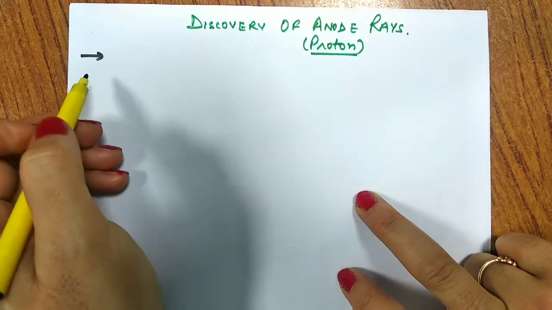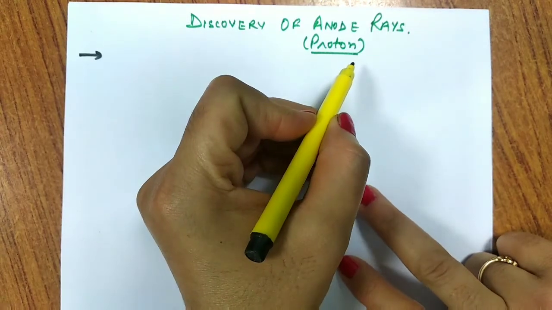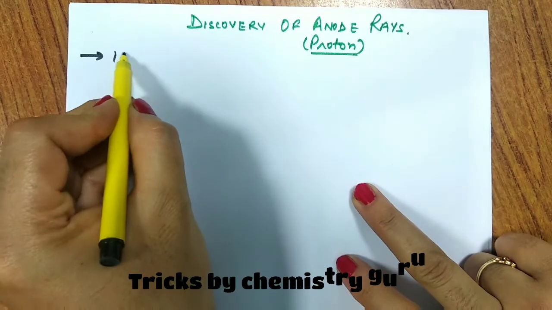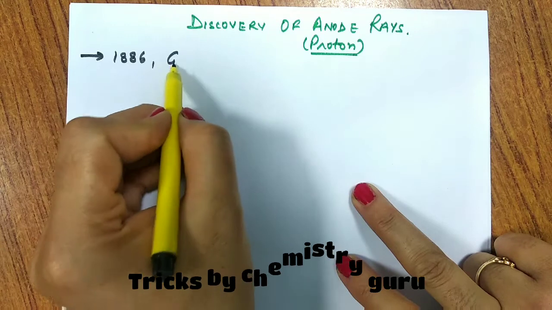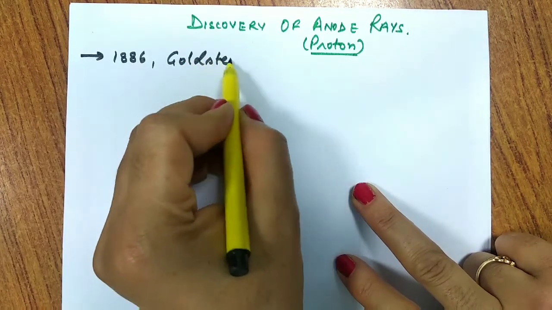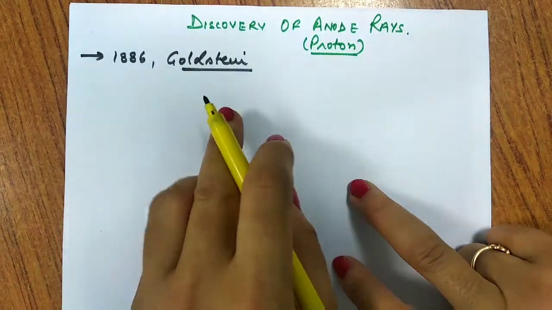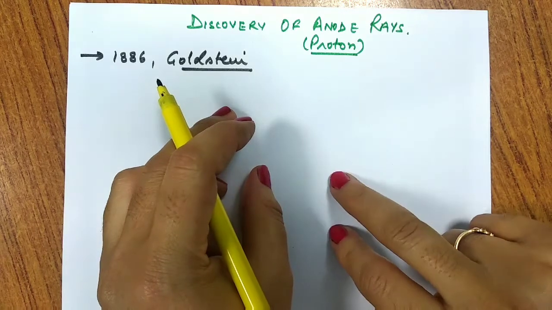So today in continuation with chapter 2, we'll talk about the discovery of anode rays. In 1886 we know that Goldstein discovered a new type of rays. When we talk about the discovery of anode rays, Goldstein observed that in a discharge tube a new type of rays had been passed.